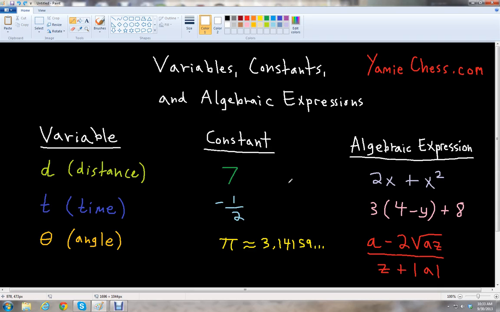Yamie Chess is the math learning aid based on classic chess that helps students in math and science education for school. In this lesson, we will learn about variables, constants, and algebraic expressions.